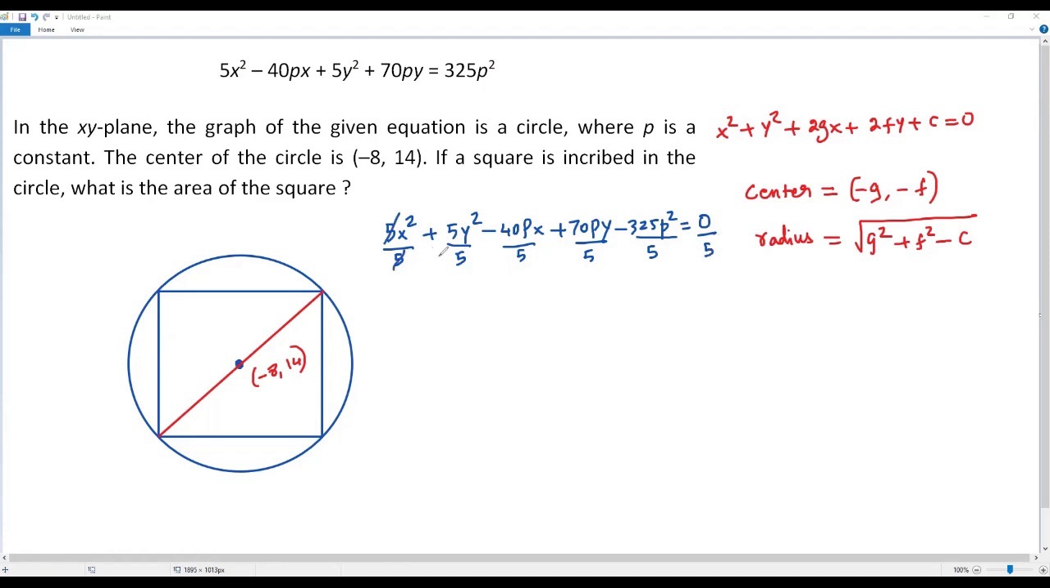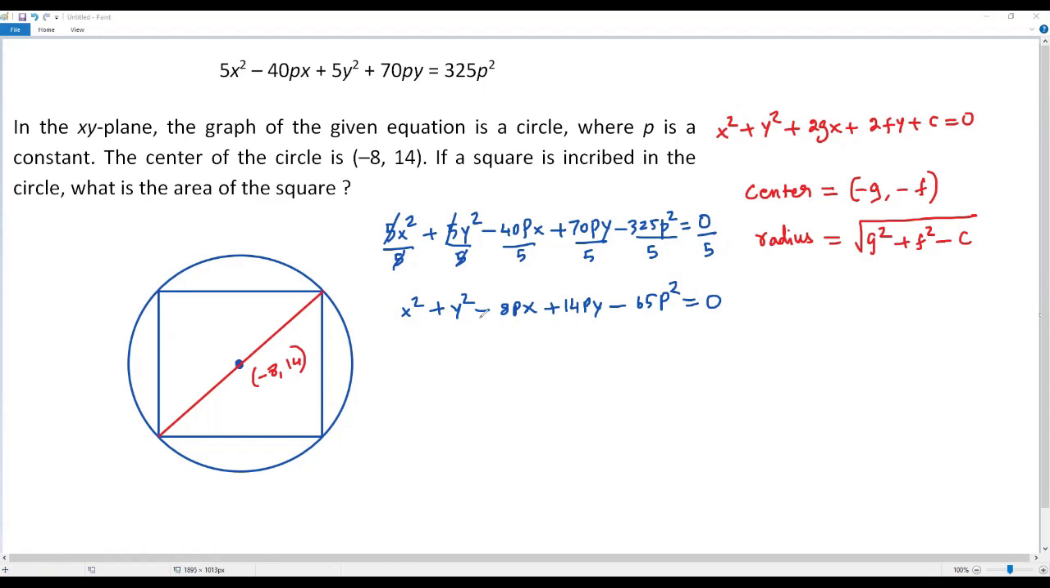Here this 5 will cancel out, and the same here, so we get x square plus y square. When I divide 40 by 5, I get 8, that is negative 8px. When I divide 70 by 5, I get 14, that is positive 14py. When I divide 325 by 5, I get 65, that is negative 65p square, and the right side 0 divided by 5 is 0. Now we have the given equation of the circle exactly in this form.